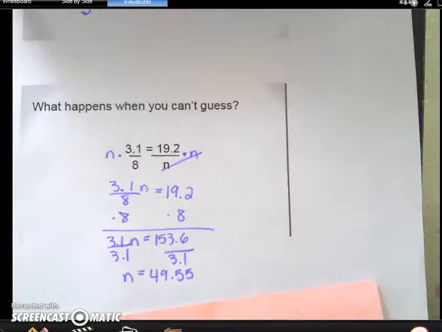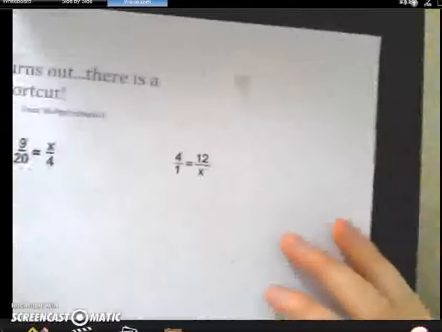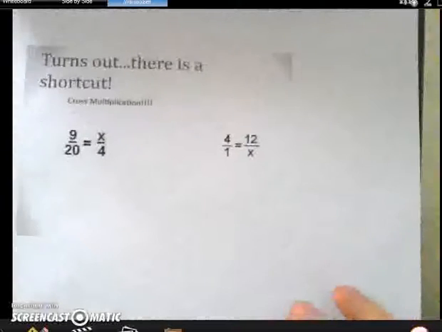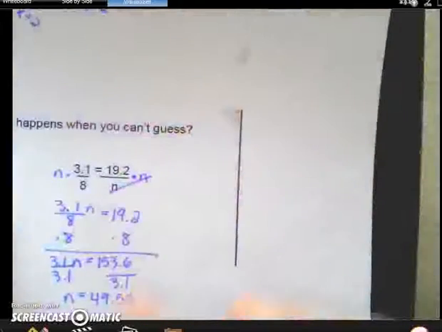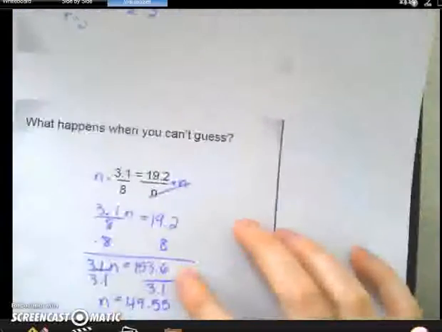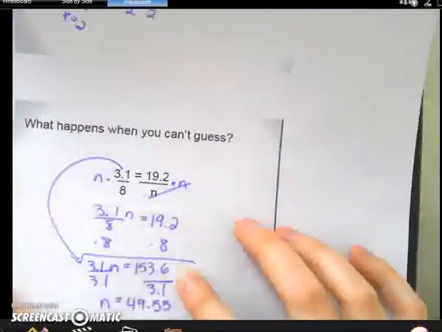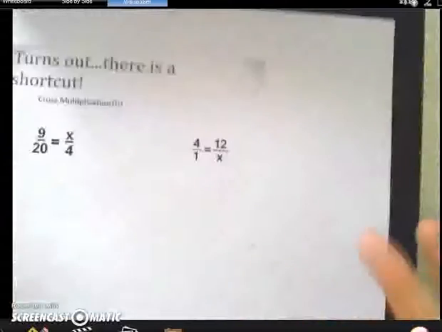But I have good news for you. There's a shortcut. Some of you may have heard of this before. It's called cross multiplication. Okay? What it really does is it takes this whole process and it jumps from here to here. So basically it's saying, you can jump right to there instead of having to do all of this inverse operations work. So I'm going to show you these two problems.